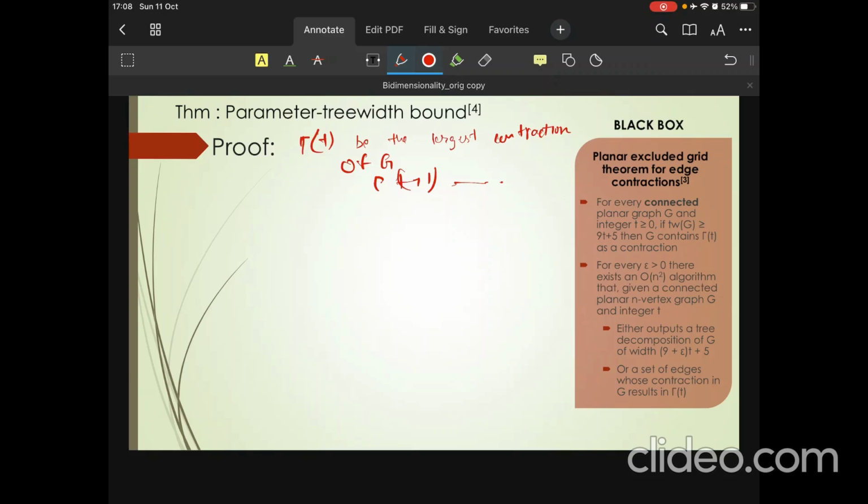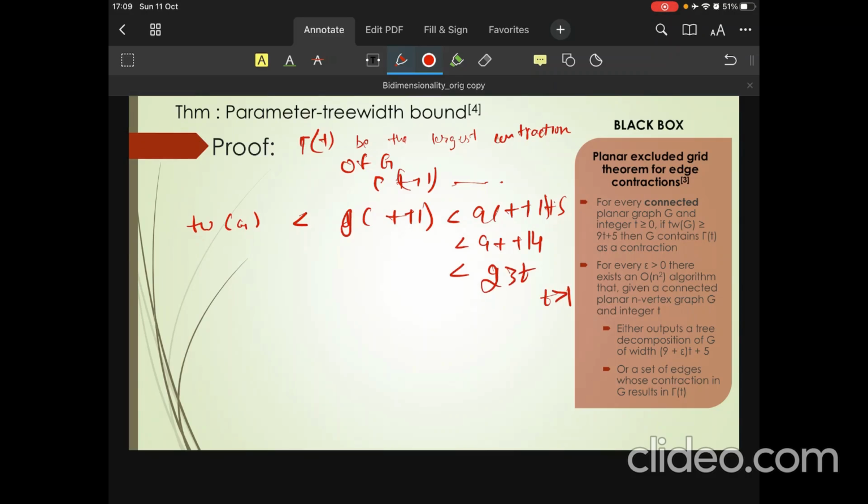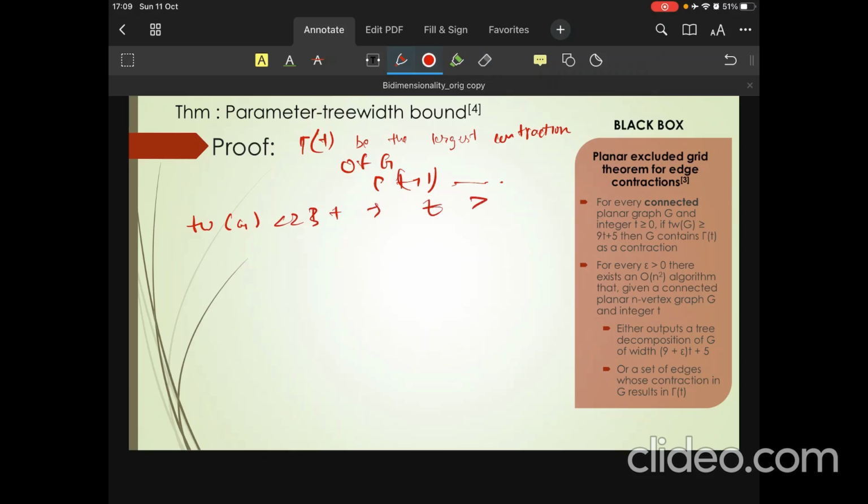So we can use the first thing that tree width of G should be strictly less than G of t plus 1, and G is 9 times, it's for contraction, so it's 9 times t plus 5, so t plus 1 plus 5, so it is basically 9t plus 14, which is less than 23t. Because t is greater than 1, we can take it without any loss of generality. So we get that the tree width is less than 23t, and we can have a bound on t. T is strictly greater than tree width of G by 23.